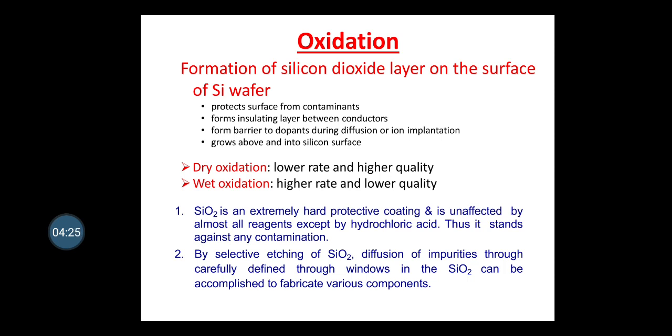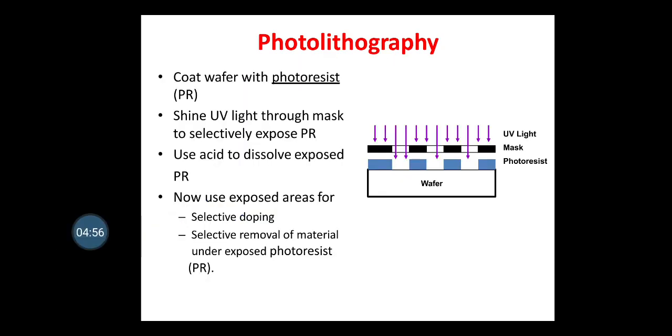Now what is the importance of SiO2, silicon dioxide? Since it is an extremely hard protective coating, it is unaffected by almost all reagents except hydrochloric acid. So only hydrochloric acid can remove it. Thus it stands against any contamination. And by selective etching of SiO2, diffusion of impurities through carefully defined windows in the SiO2 can be accomplished to fabricate various components. Now after oxidation, the next step is photolithography.